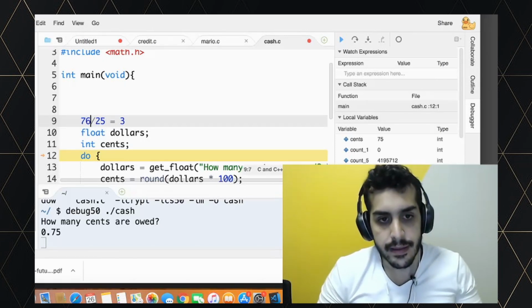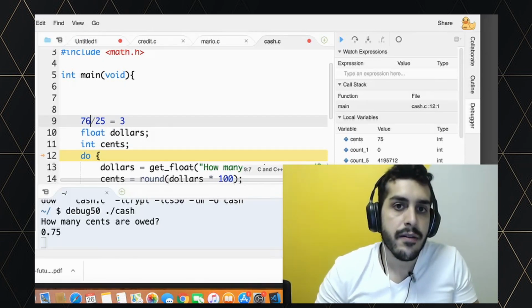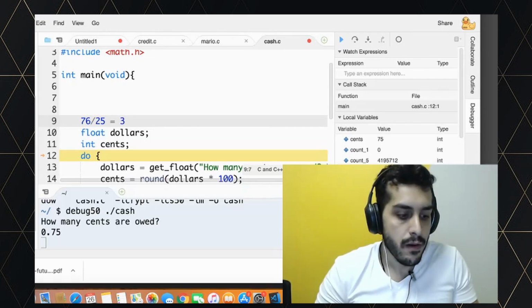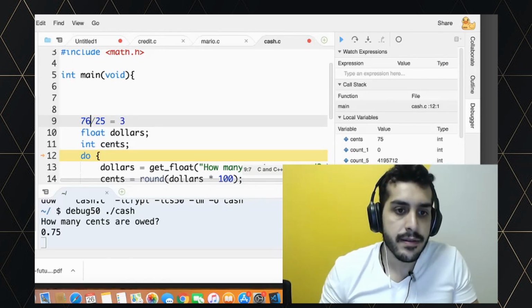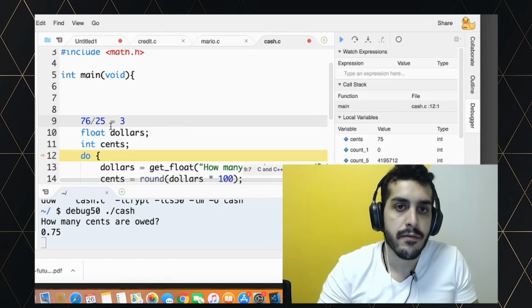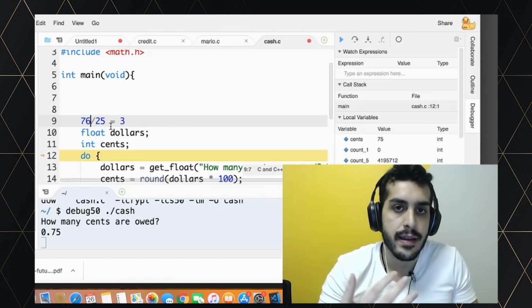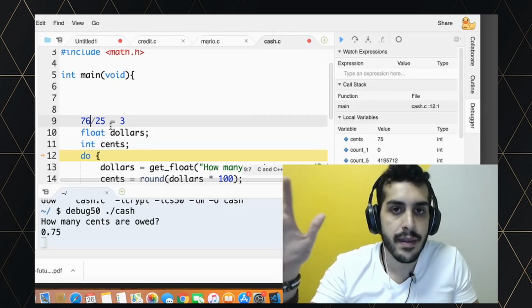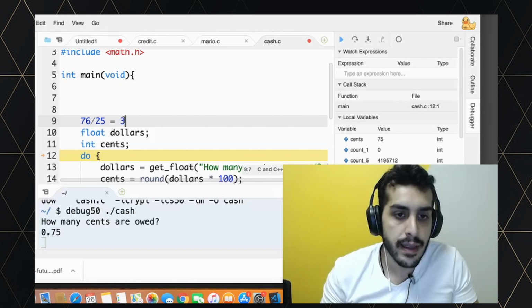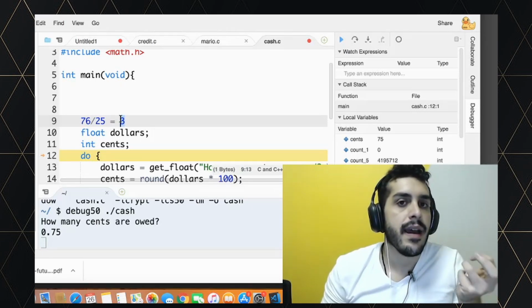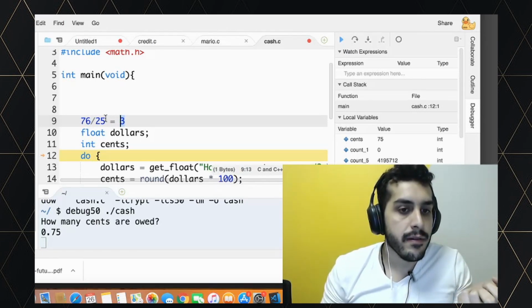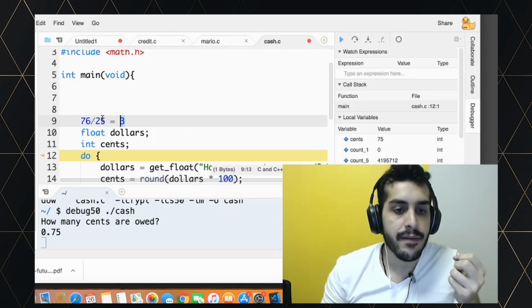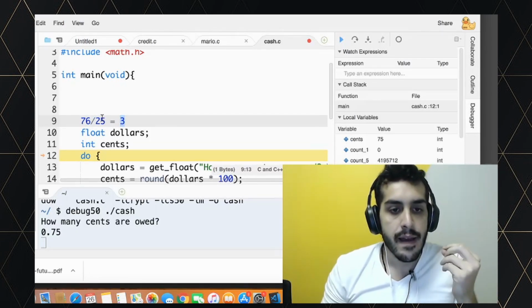What if it was 76? So 76 is 3 coins of 25 and 1 of 1. Well, it's still the same thing. Since in C, division of integers removes the decimal point, that's an integer division: 76 divided by 25 is 3 point something, but the point something disappears. So it's still 3, which is the correct answer. And if we do 76 minus 3 times 25, we have 1 remaining.